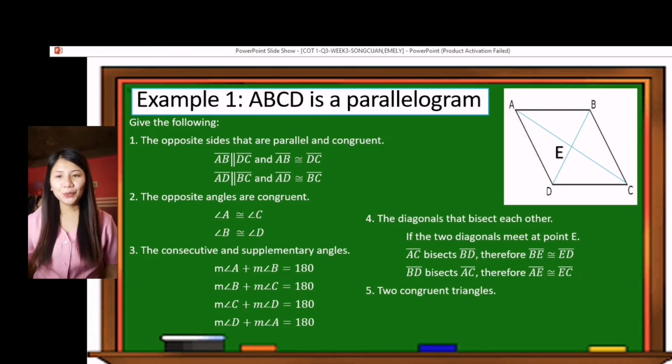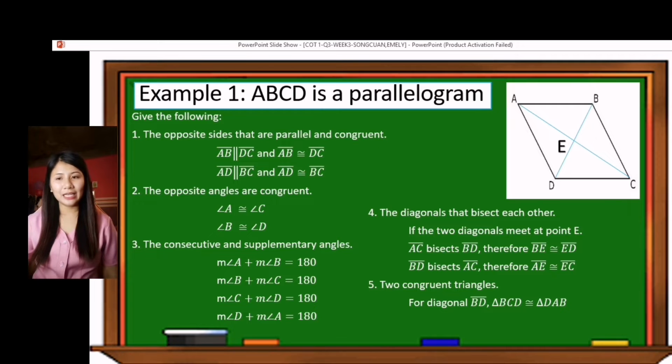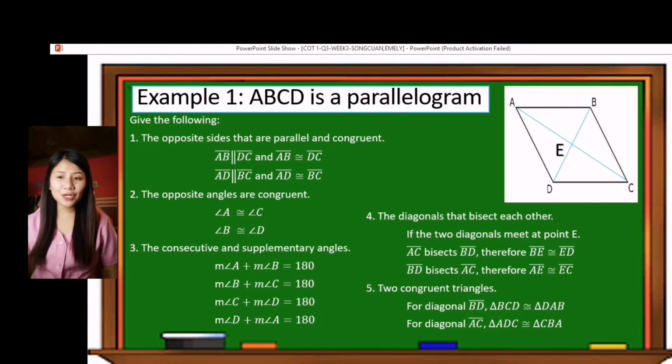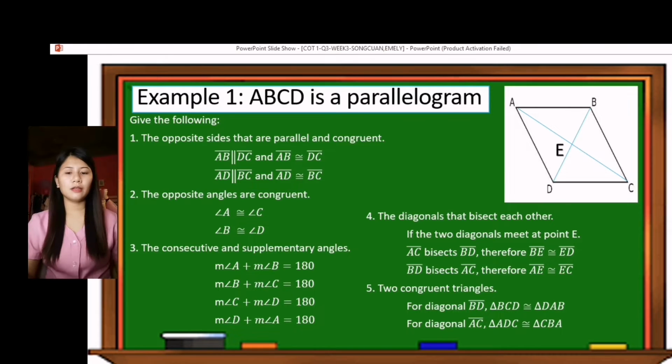Number 5, two congruent triangles. If we're going to consider the diagonal BD, it will form two congruent triangles. That is, triangle BCD is congruent to triangle DAB. As well as if we're going to consider the diagonal AC, triangle ADC is congruent to triangle CBA.